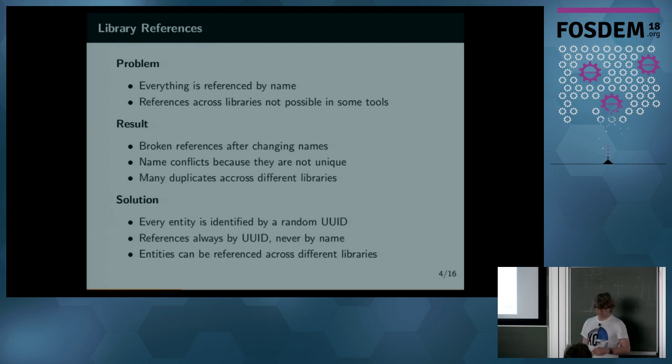And the solution is actually the same as in Horizon. We use UUIDs for every kind of entity in the library. So every symbol, every pin, every pad, everything has a UUID which never changes. So you can change the names and so on, and it doesn't have any effect. It doesn't break anything. And it's also possible to reference entities across different libraries.